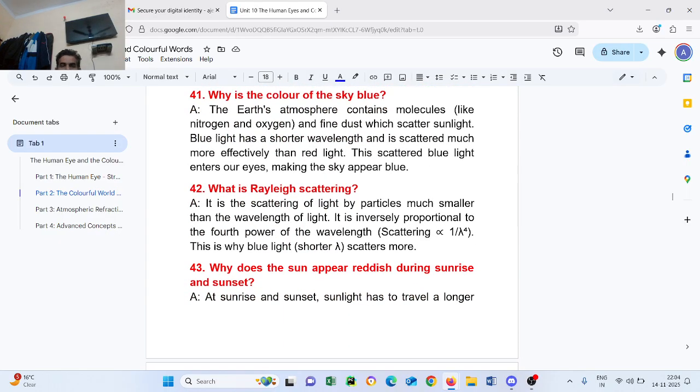Question number 42. What is Rayleigh scattering? It is the scattering of light by particles much smaller than the wavelength of light. It is inversely proportional to the fourth power of the wavelength, scattering proportional to 1 upon lambda to the power 4. This is why blue light, with shorter lambda, is scattered more.